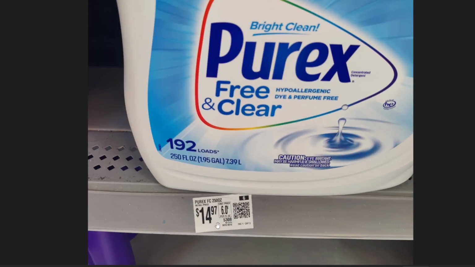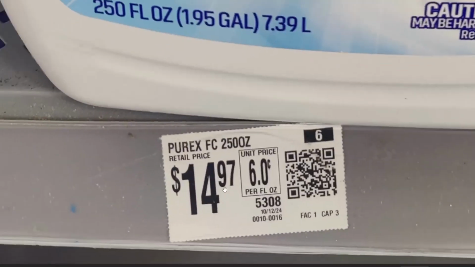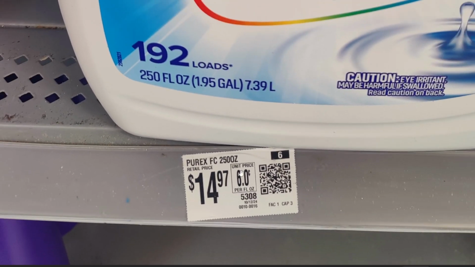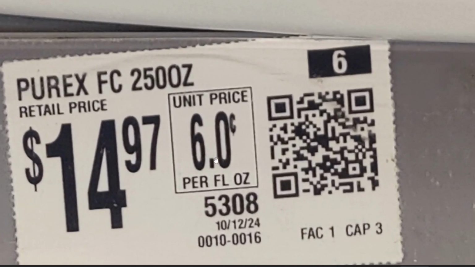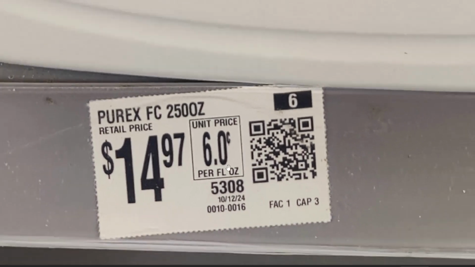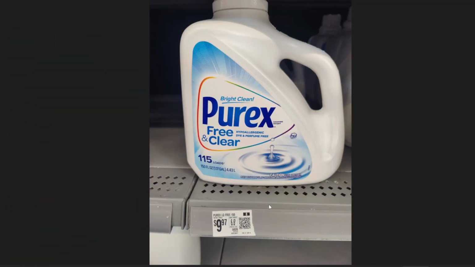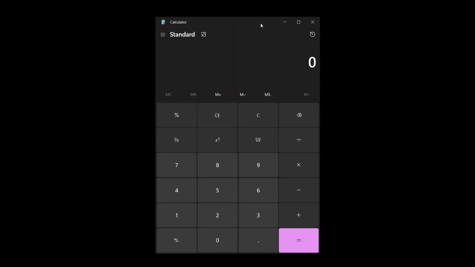It's bigger. It costs more for the retail price, the total price. But for each unit of measurement, which in this case is fluid ounces, for each unit price measurement, it is cheaper. It is only 6 cents versus 6.6. And you can verify that by pulling out a calculator. Just use your phone or whatever's convenient, probably your phone.